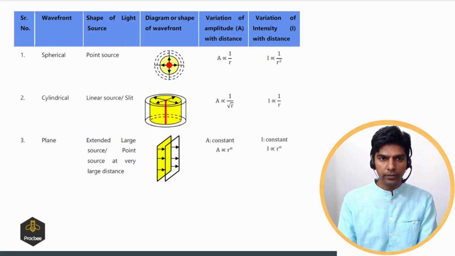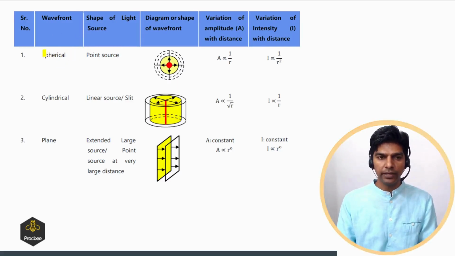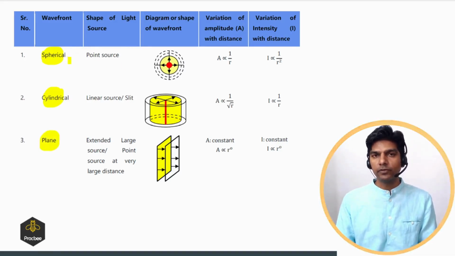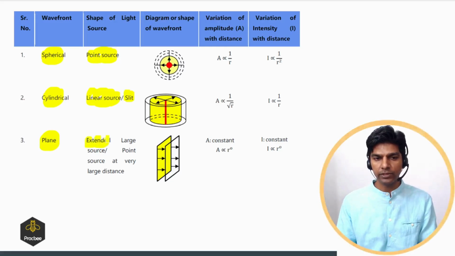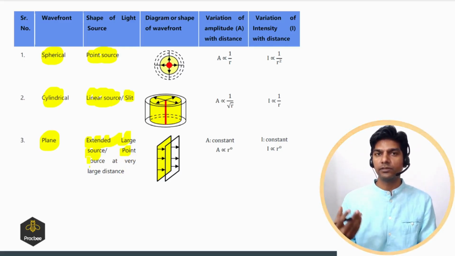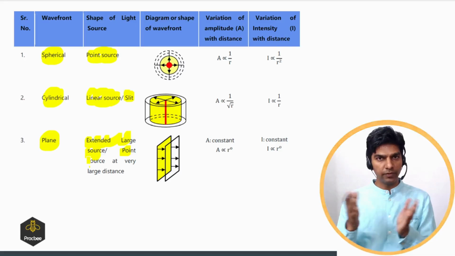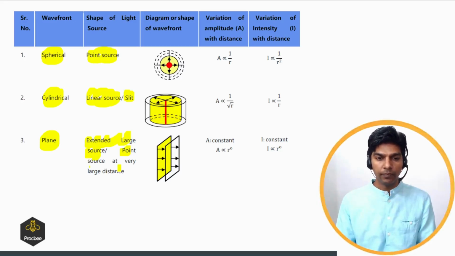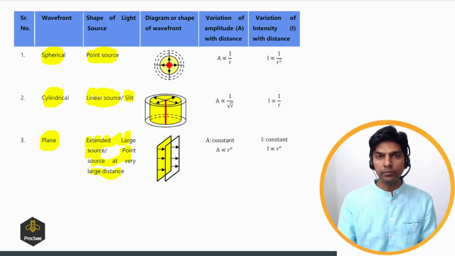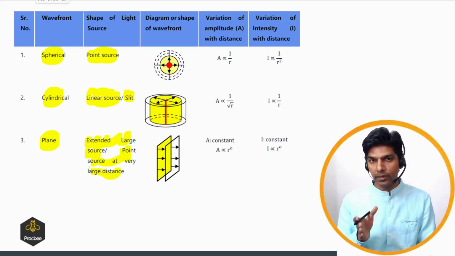If you look at the different wavefronts, we can have a spherical wavefront, cylindrical wavefront, and planar wavefront. Spherical wavefront is produced by a point source, whereas cylindrical wavefront is produced by a linear source or a slit, and planar wavefront can be produced by an extended large source, or a point source at a very large distance. For example, the sun produces spherical wavefronts, but when those wavefronts reach the earth, they appear planar to us. One thing you should also remember, the ray of light is always perpendicular to the wavefront.